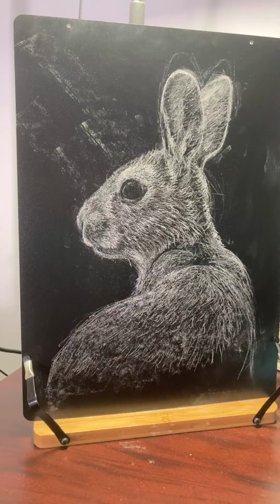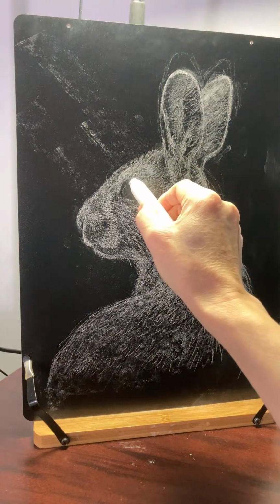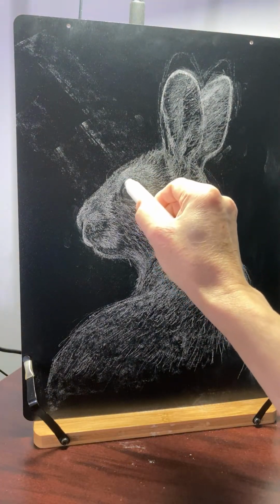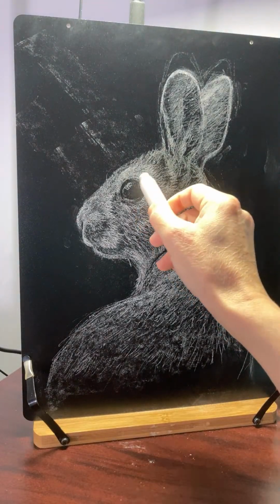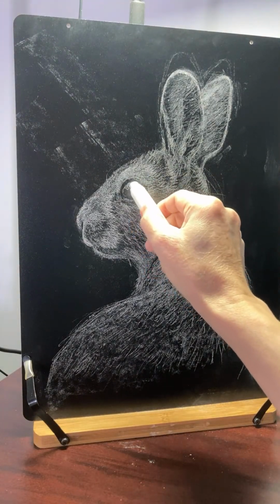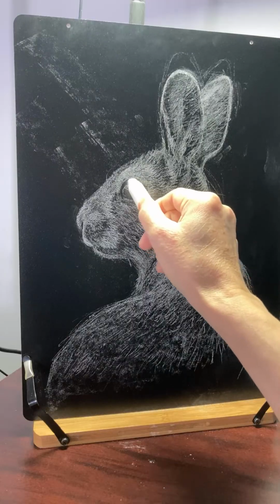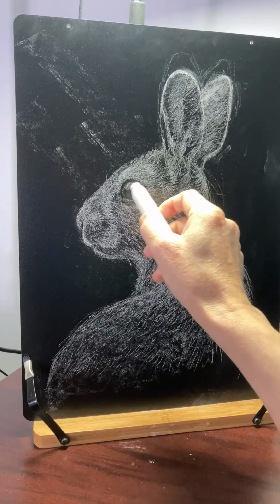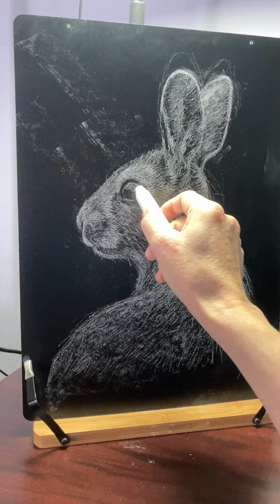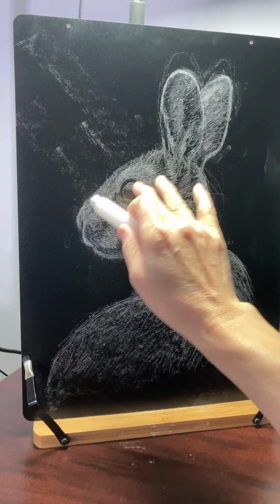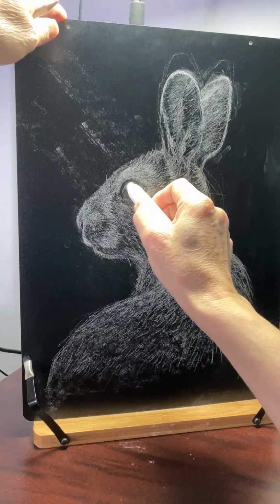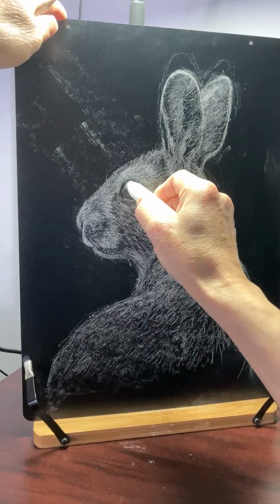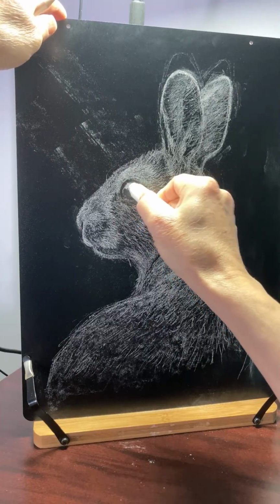Alright, so now I'm going to give the light, the highlight of his eye. So the upper part, the sky on the top. Then he got very bright highlight in the front.